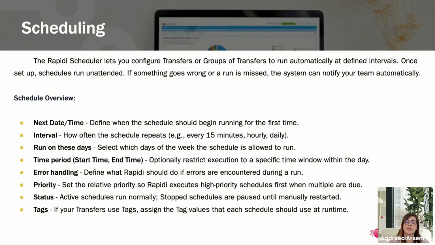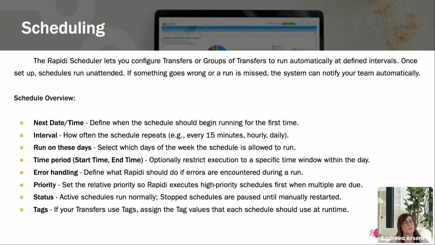And then you have error handling. Here, of course, you define how often you want to be notified. If you have a schedule that's running every 10 minutes, you can say, if there's an error, I want to be notified every 10 minutes. If not, I want to be notified every hour or every day. So it's up to you how often you want to be notified about the specific error. Then you have priority.